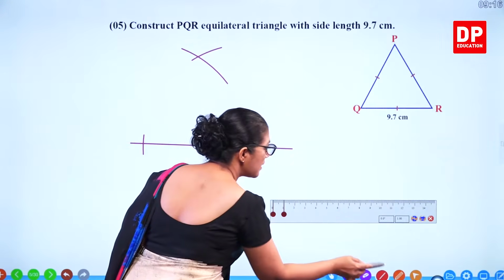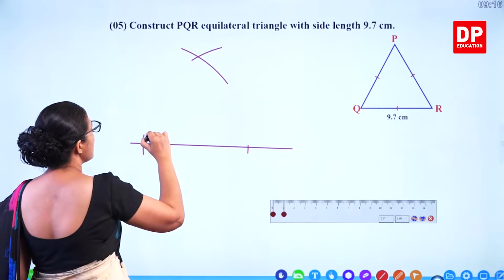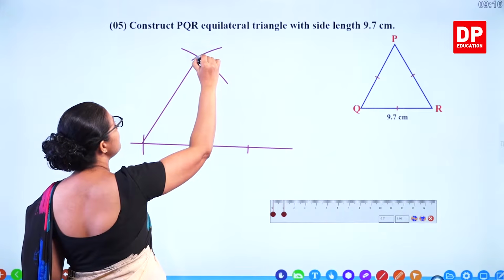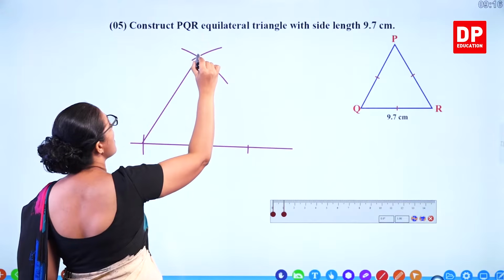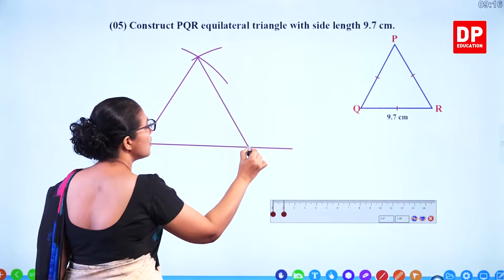Now you can connect the points here to here, here to here.